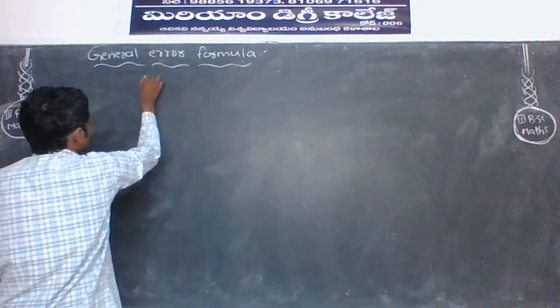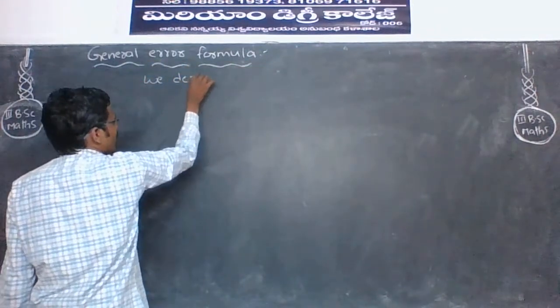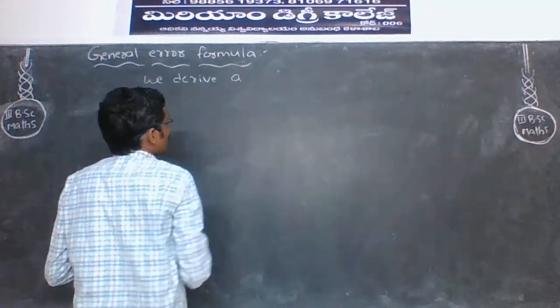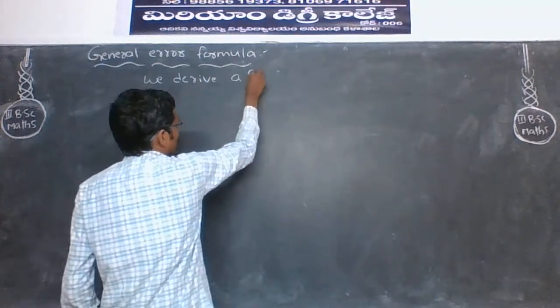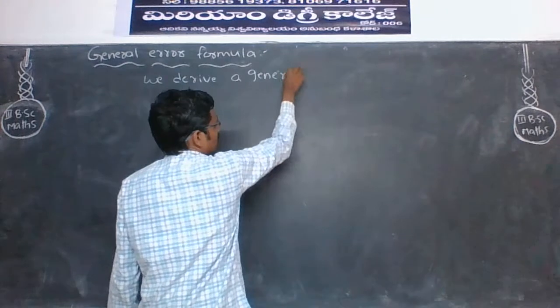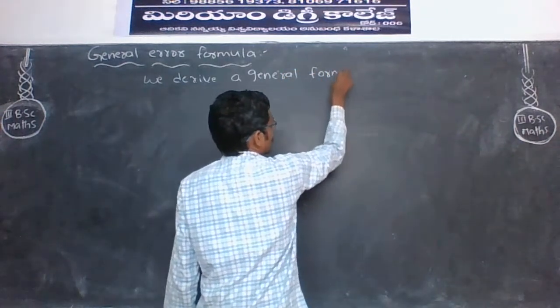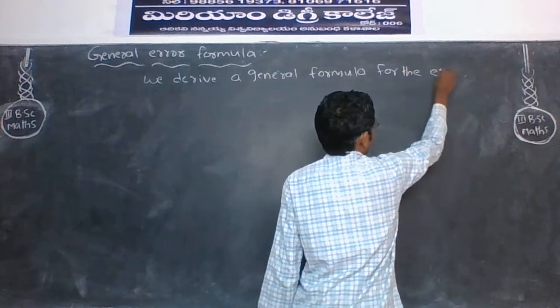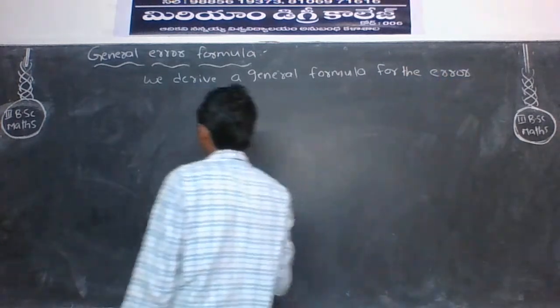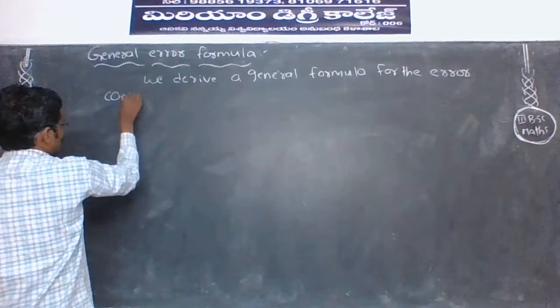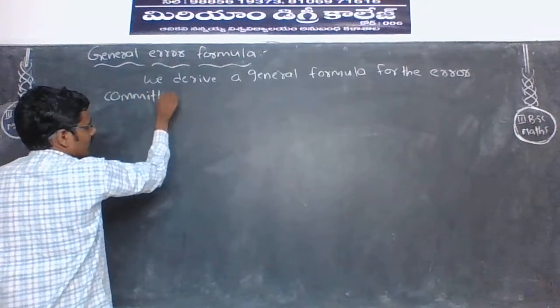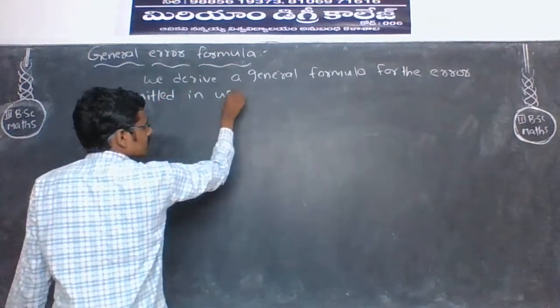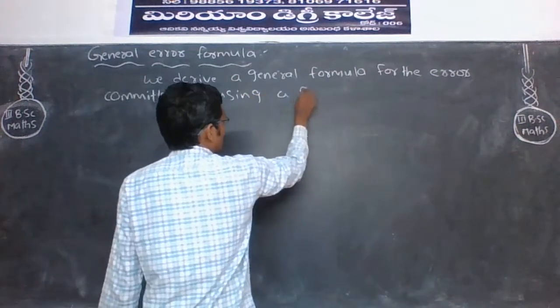We derive a general formula for the error committed in using a functional relation.